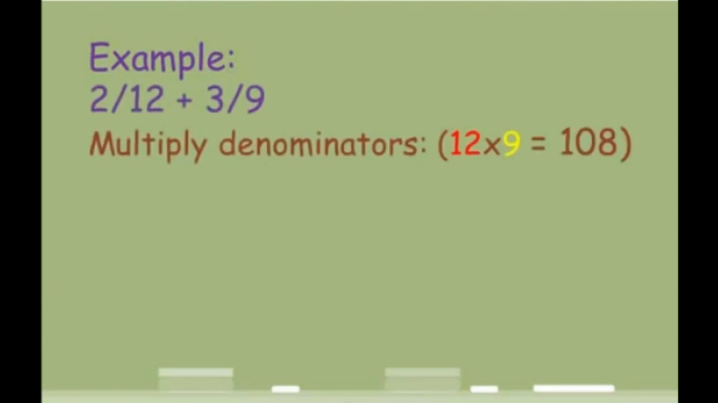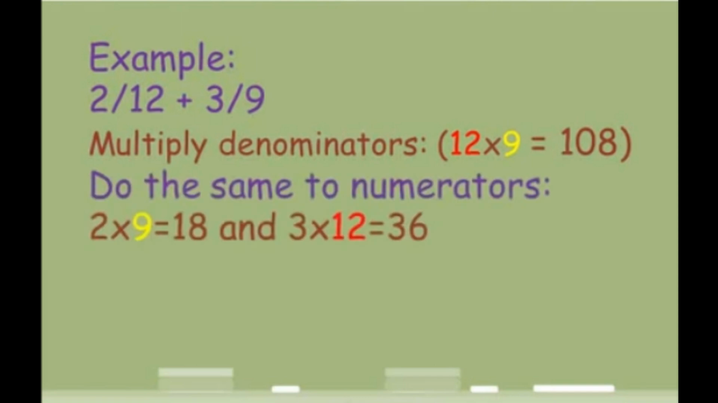So here's an example when we don't use our least common multiple. We have 2 twelfths plus 3 ninths, the same fraction as before, but now we're going to multiply our denominators. That creates a new common denominator. It's rather large, but it works. Whatever we do to one side, we must do to the other. So since we multiplied 12 times 9, we're going to multiply 2 times 9. That's going to give us 18. We multiplied 9 times 12, so we're going to multiply 3 times 12.